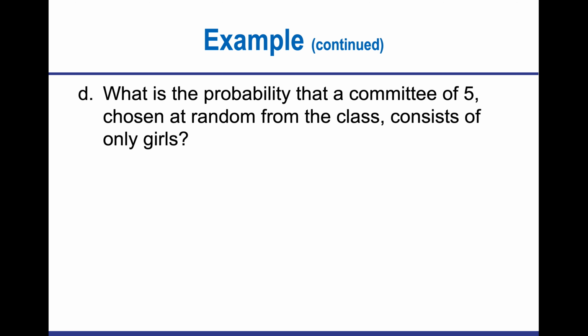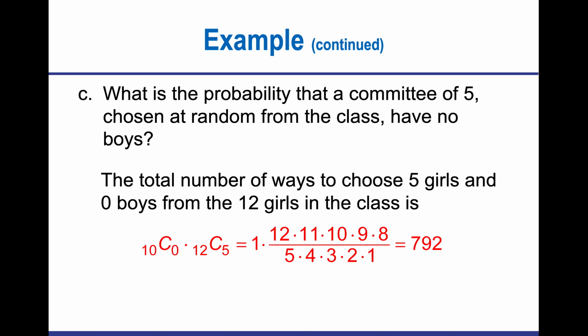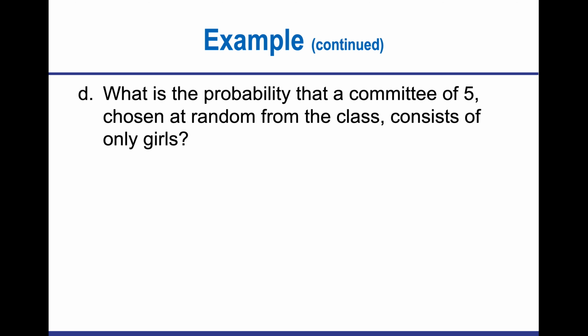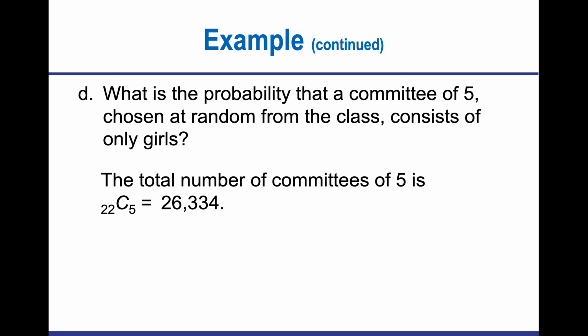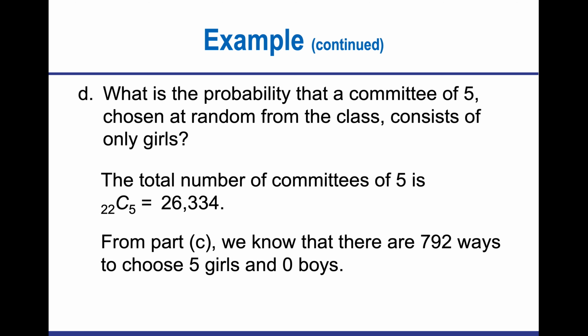The last one would be, what is the probability that a committee of 5 is chosen at random and consists of only girls? So this was have no boys, consists of only girls. So that means I'm going to be picking 5 from 22, and that's my total number. I'm looking for probability, so I know I'm doing some division. So then I want to say, well, how many ways are there to pick the 5 girls, which is 792? I divide them and I get 3%.